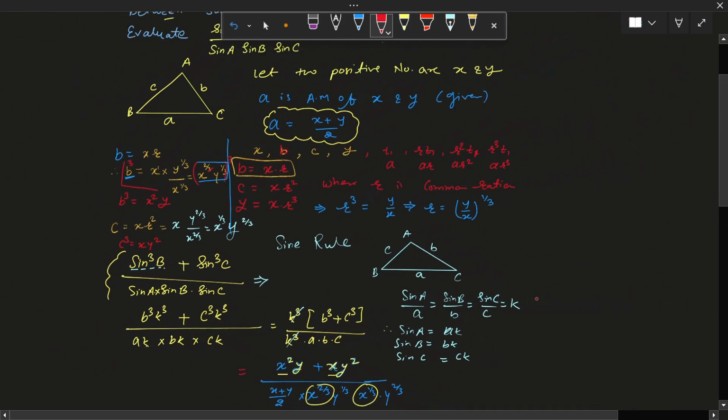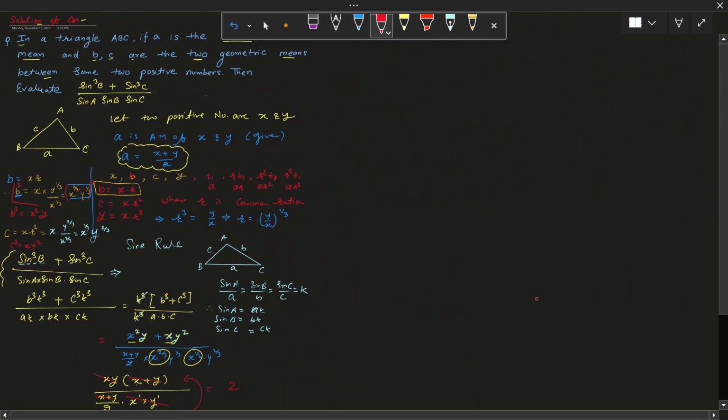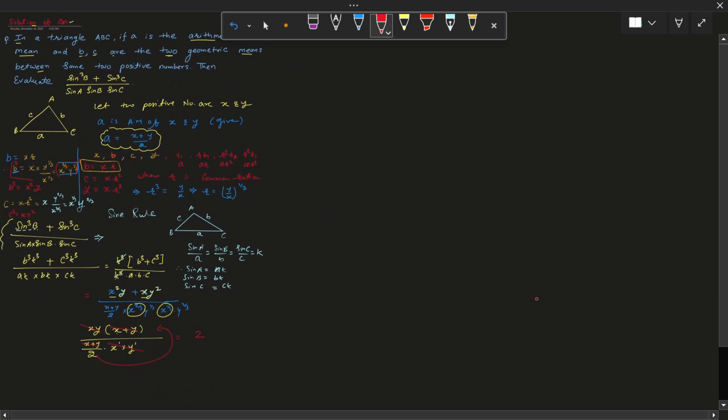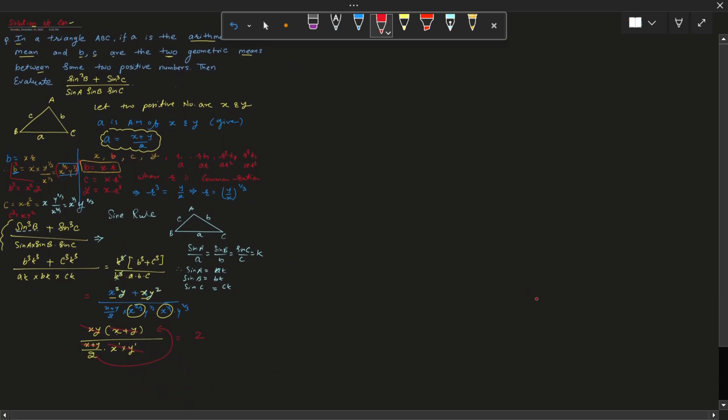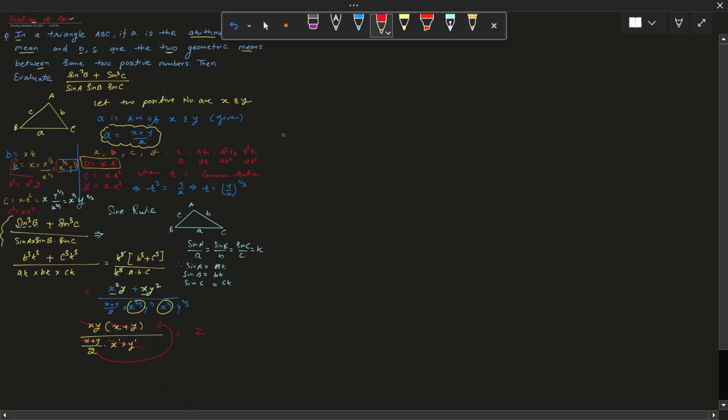Okay, so I hope you understood. Now you can see the solution, you can take a screenshot, my dear friends, and I hope you understood this question. This is one of the good questions.